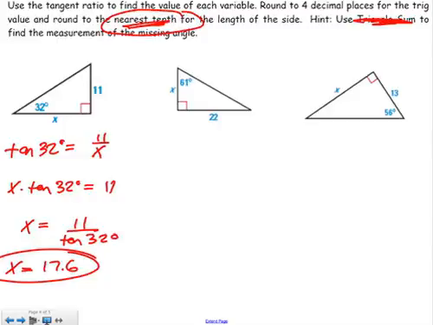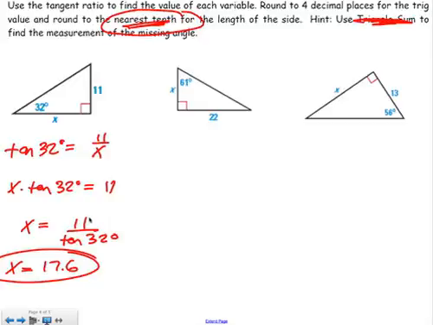What we're going to notice is that we're going to have some problems that start off with the x on the bottom, in the denominator, and some that'll have an x in the top. And there's kind of two different ways to solve these, depending on where that x happens to be. In this case, because it's the adjacent side, the x is on the bottom, which means that we actually have to do kind of two steps: multiply by the denominator to get the x on this side, and then we divide both sides by the tangent of 32 to get our ratio.